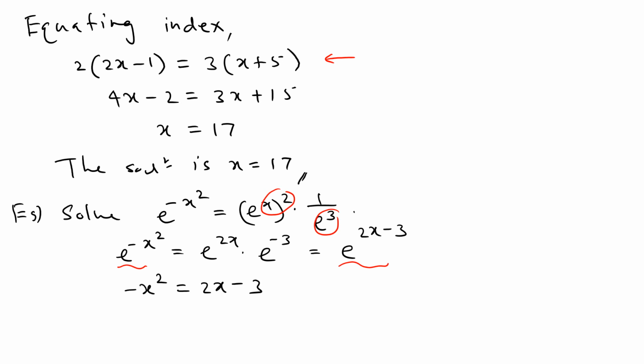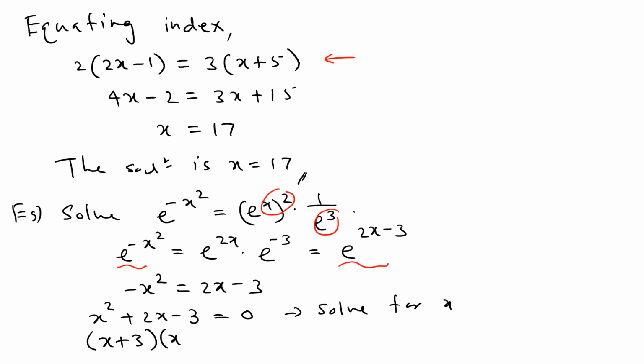So now what we can do is bring all of them to one side. I'm going to move everything to the right side. So you can simply write x squared plus 2x minus 3 equals 0. Now we're going to solve this equation, so solve for x. This is very easy to solve. We can look at factors, and you can see the factors are x plus 3 and x minus 1 equals 0, and then this simply says that x equals negative 3 or x equals 1.